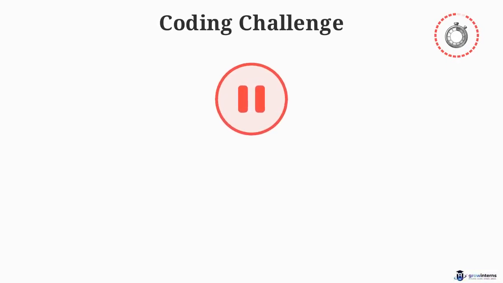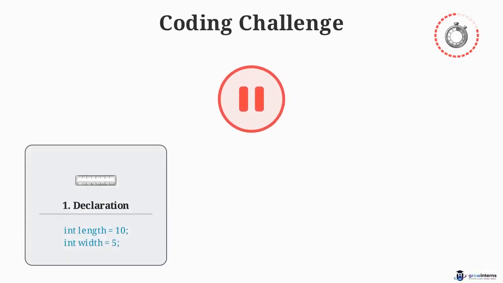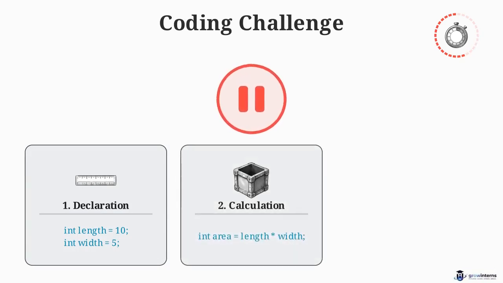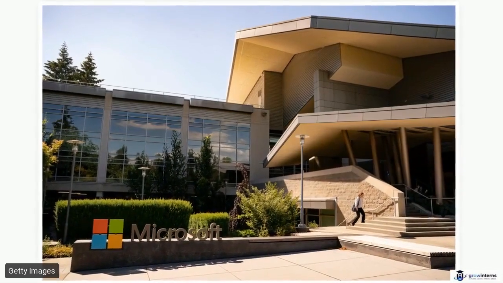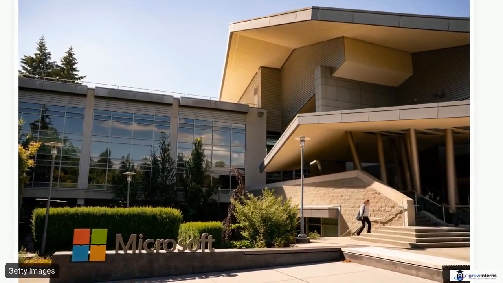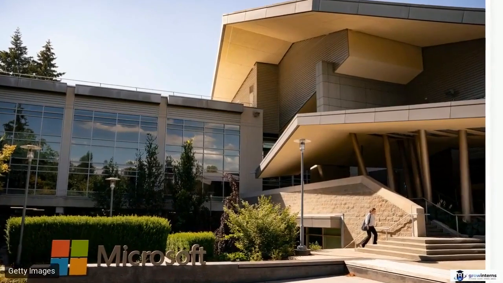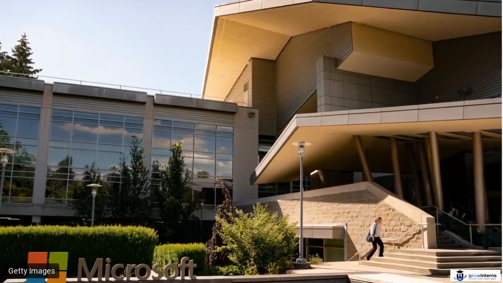Now it's your turn to write this out. Pause the video. Declare a length integer as 10 and a width integer as 5. Calculate their area. Then use a ternary operator to print the word big if the area is over 40 and small if it is not. Give it a try. Mastering this syntax is a necessary step toward writing the concise logic expected in professional C and C++ projects. Let's look at the correct solution.